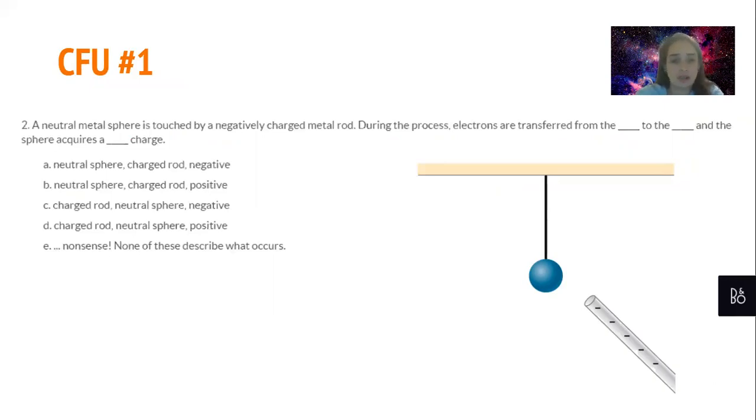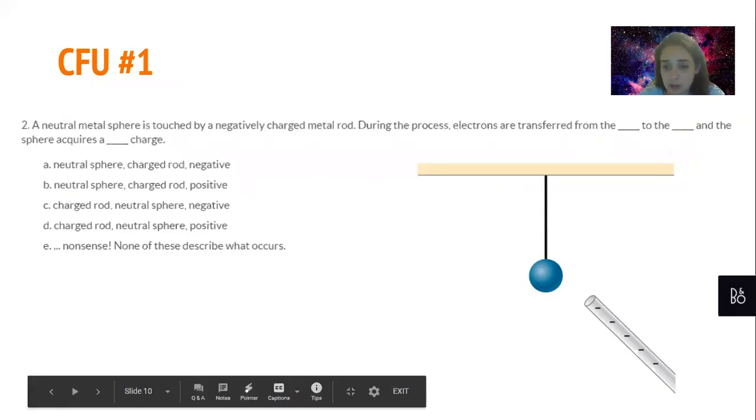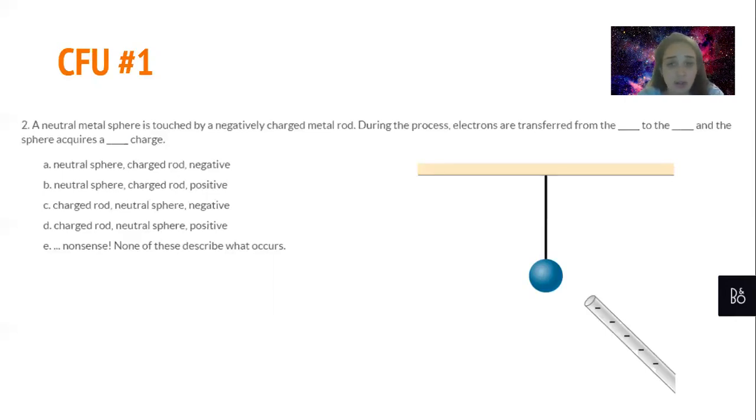Alrighty, so let's check to see what our answers are. So here we have a metal sphere that has been touched by a negatively charged metal rod. During the process, electrons are transferred from this rod that touches the ball. So then the electrons are going to transfer from the charged rod to the neutral sphere. Since this is neutral and negative charges are moving onto it, the sphere acquires a negative charge. So our answer will be C. Okay, so go ahead and revise your answers if you had something different.